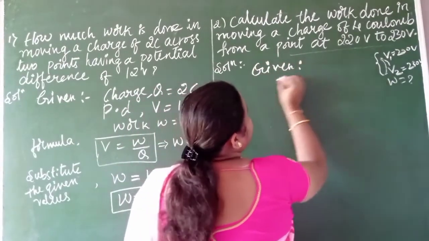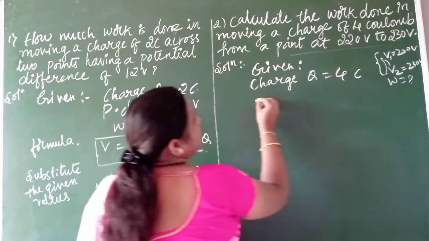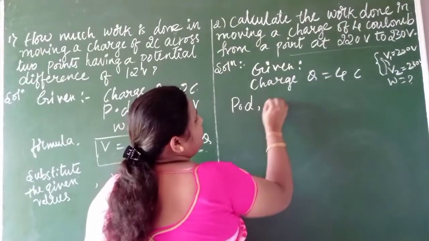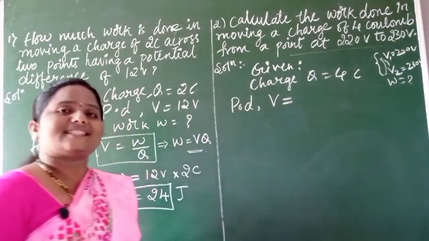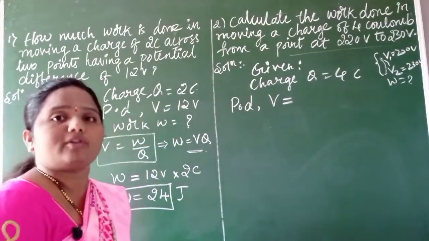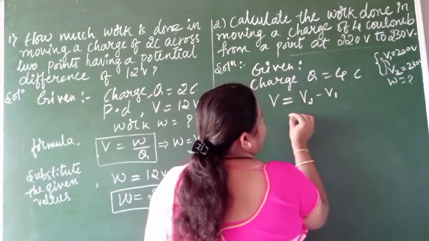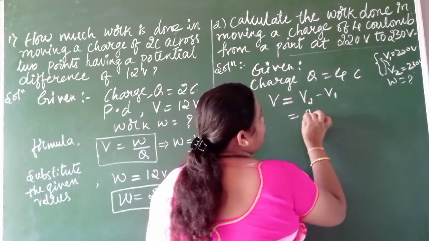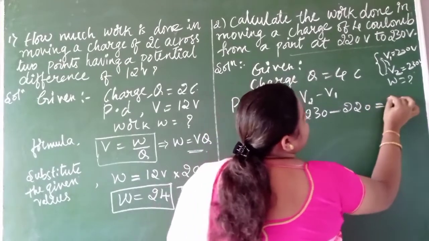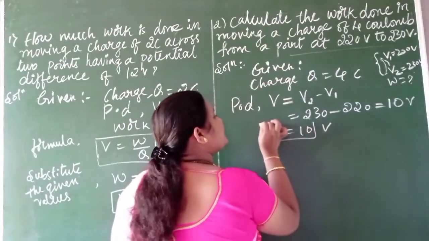Given that charge Q is equal to 4 C, then for the potential difference V, we want to subtract here, children. V2 minus V1, the difference of the voltage, is nothing but the total potential difference across it. So V2 minus V1: what is the V2 value? 230 minus 220 is equal to how much? 10 volts is the potential difference.